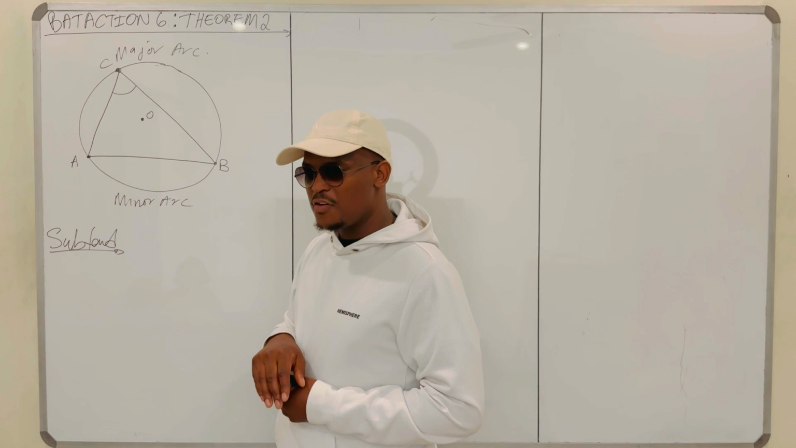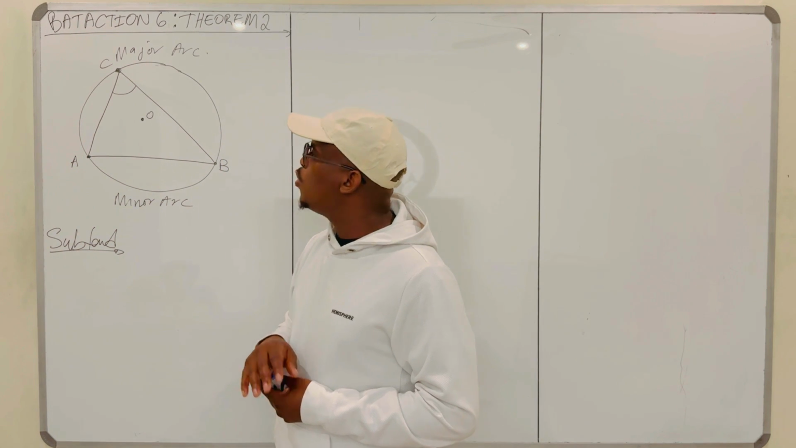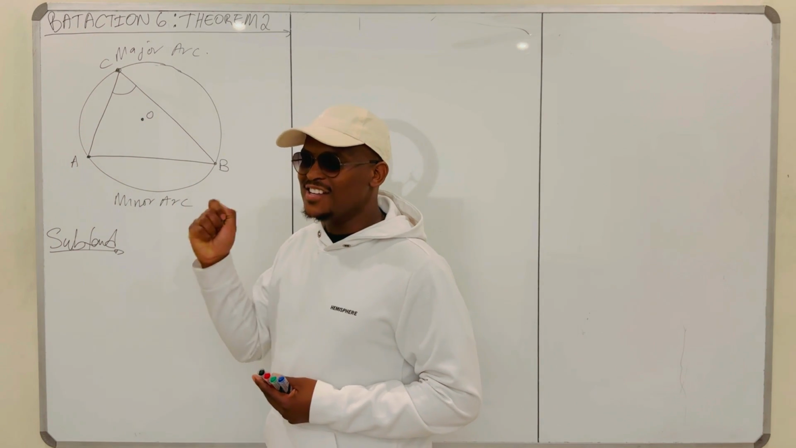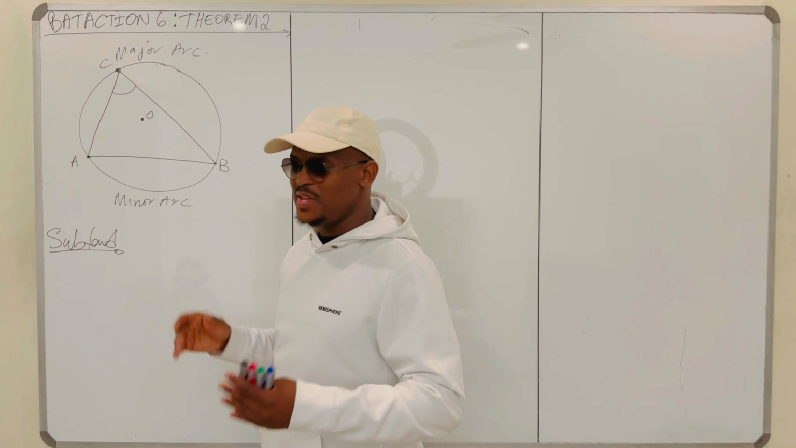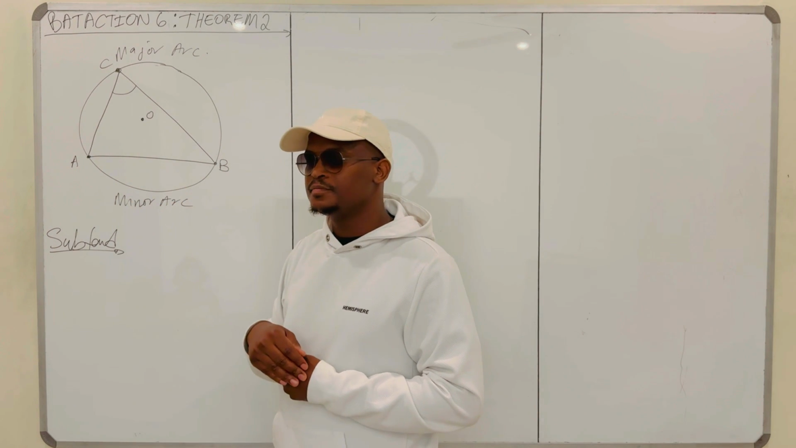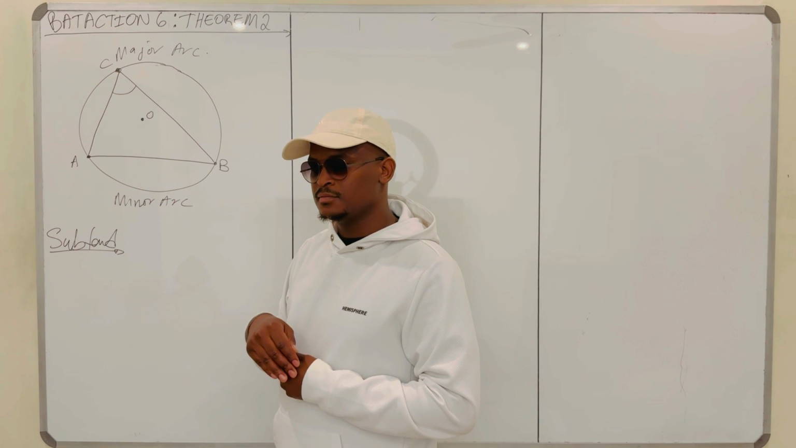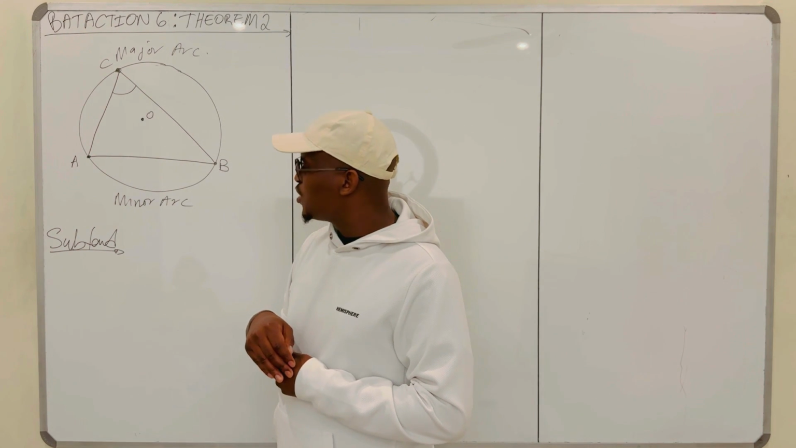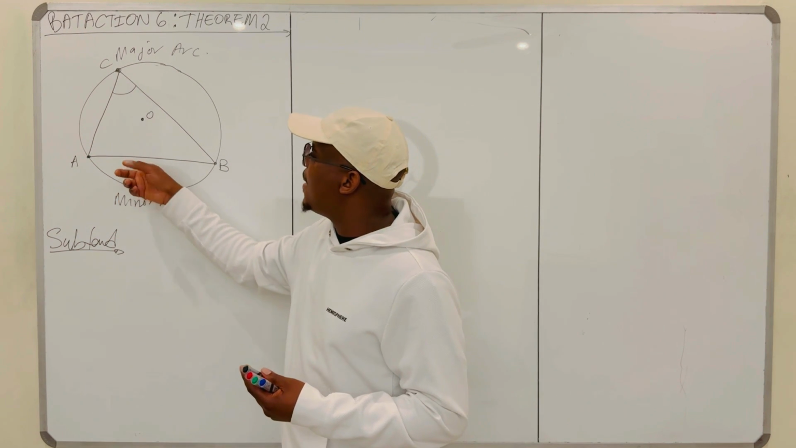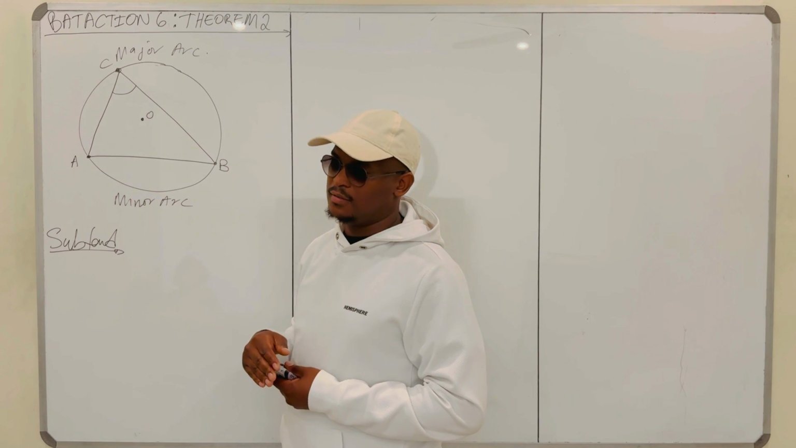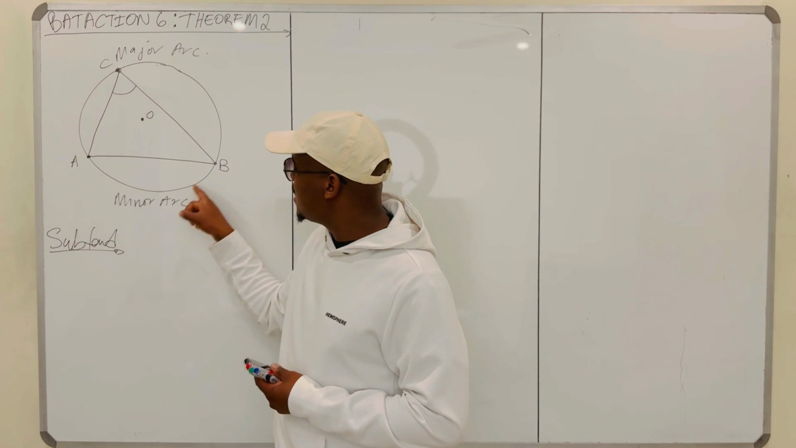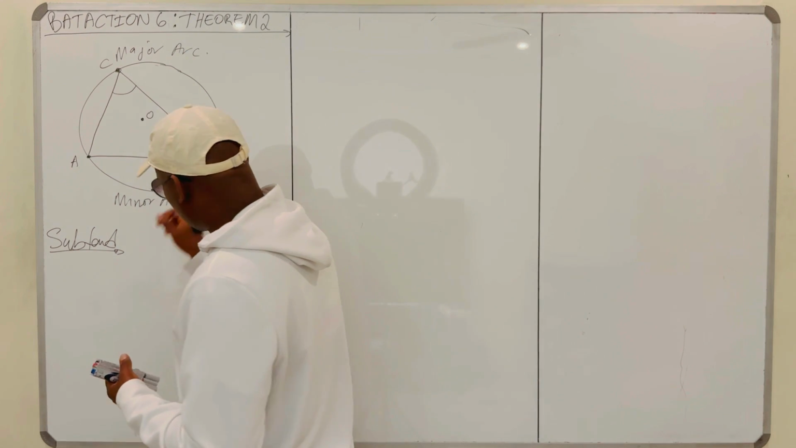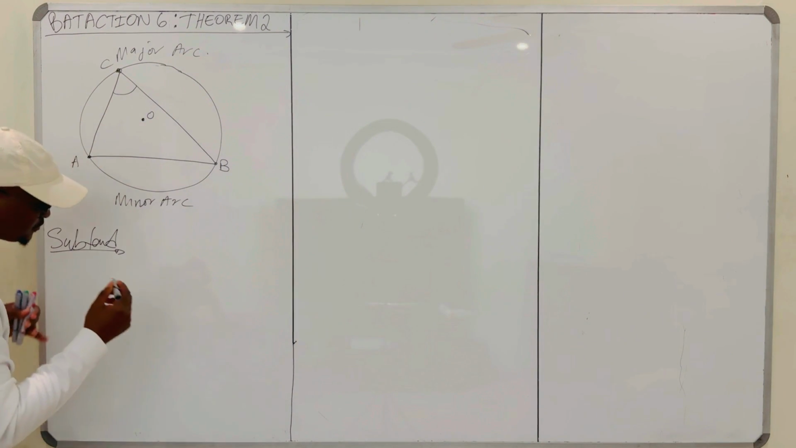Are you guys following me? Yes. So angle C is subtended by chord AB, or angle C is subtended by arc AB, which is this arc over here. Is it clear? Yes. Are you guys happy with this? Yes. Okay. So if you want to be specific, you can say minor arc AB. Now, let me draw something similar to this. Okay. Now.